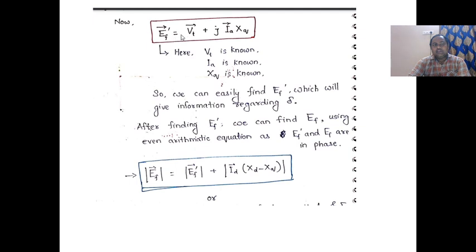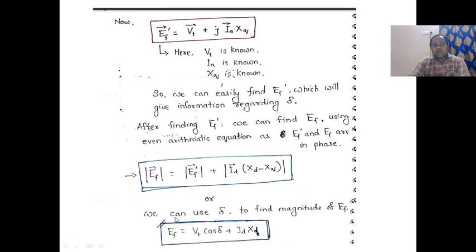From that, EF dash is equal to VT plus j IA XQ. VT is known, IA is known, XQ is known. So we can easily find EF dash, which will give the information regarding delta. After finding EF dash, we can find EF using the arithmetic equation. EF dash and EF are in phase. EF is equal to EF dash plus ID times XD minus XQ. Or we can use delta to find the magnitude. EF is equal to VT cos delta plus ID XD.